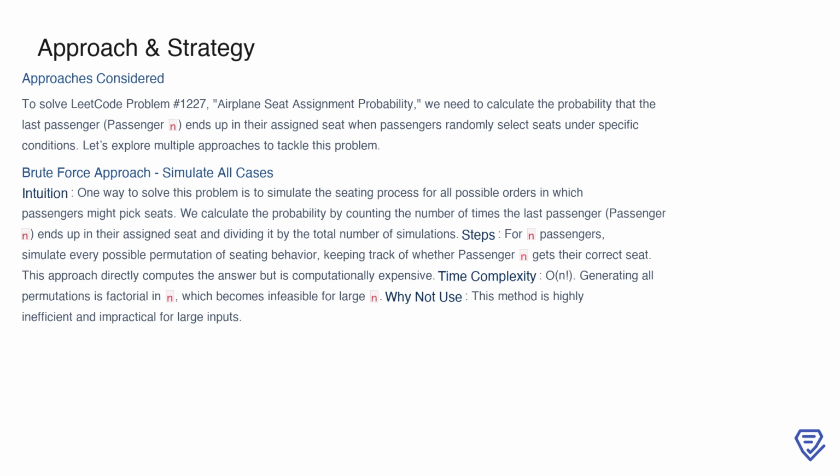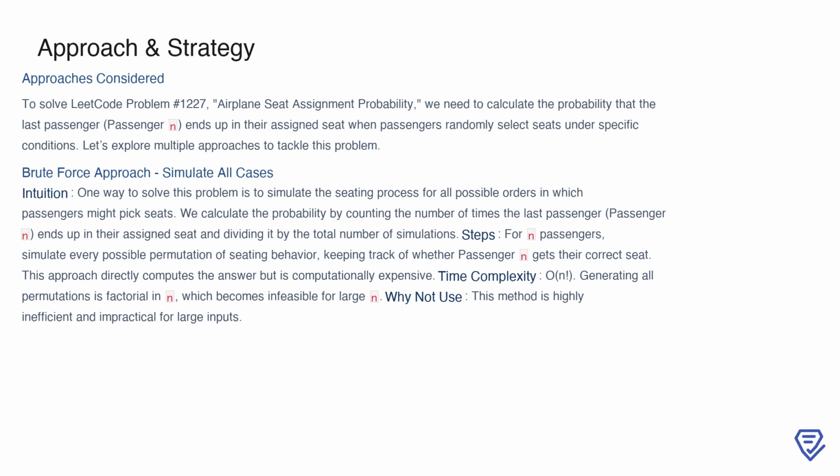To solve the problem of calculating the probability that the last passenger ends up in their assigned seat, we can consider multiple approaches. One option is the brute force method, where we simulate the seating process for every possible order in which passengers might choose seats. The idea is straightforward: count how often the last passenger ends up in their correct seat and divide that by the total number of permutations.